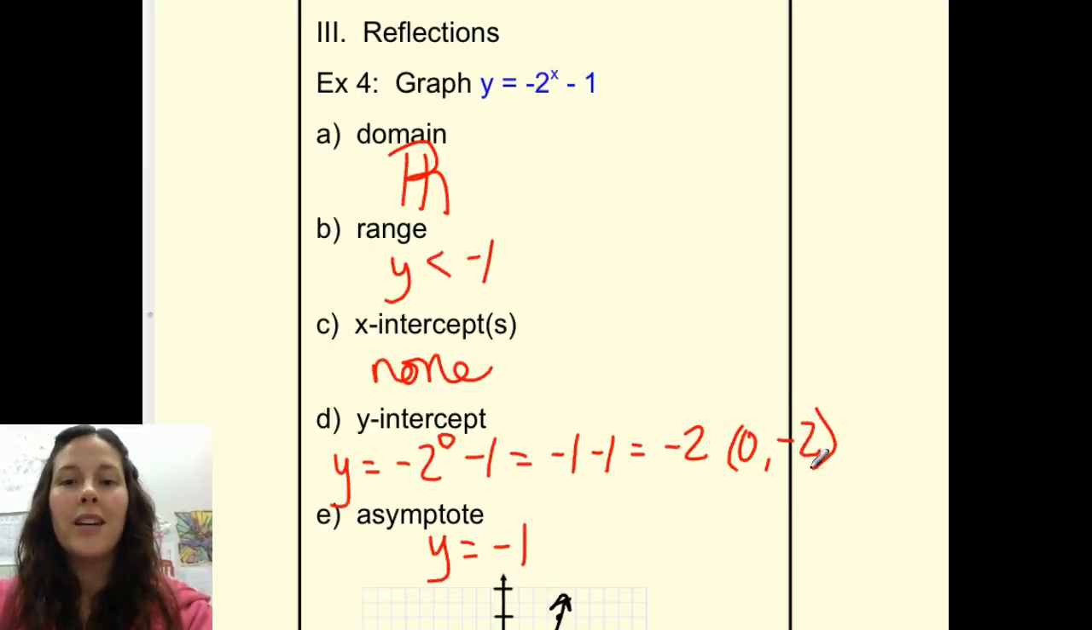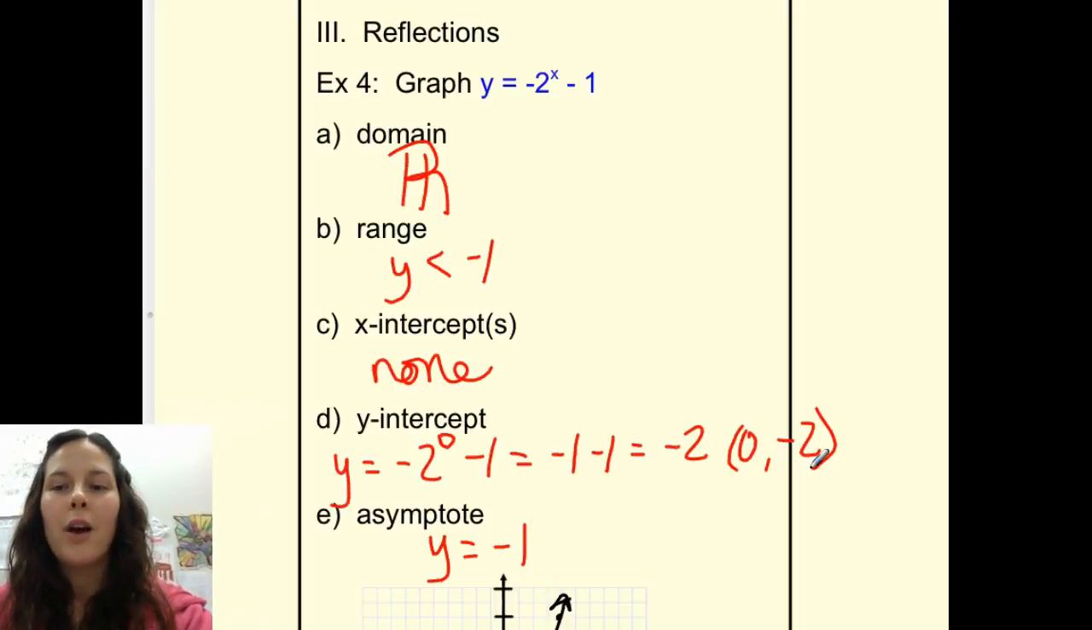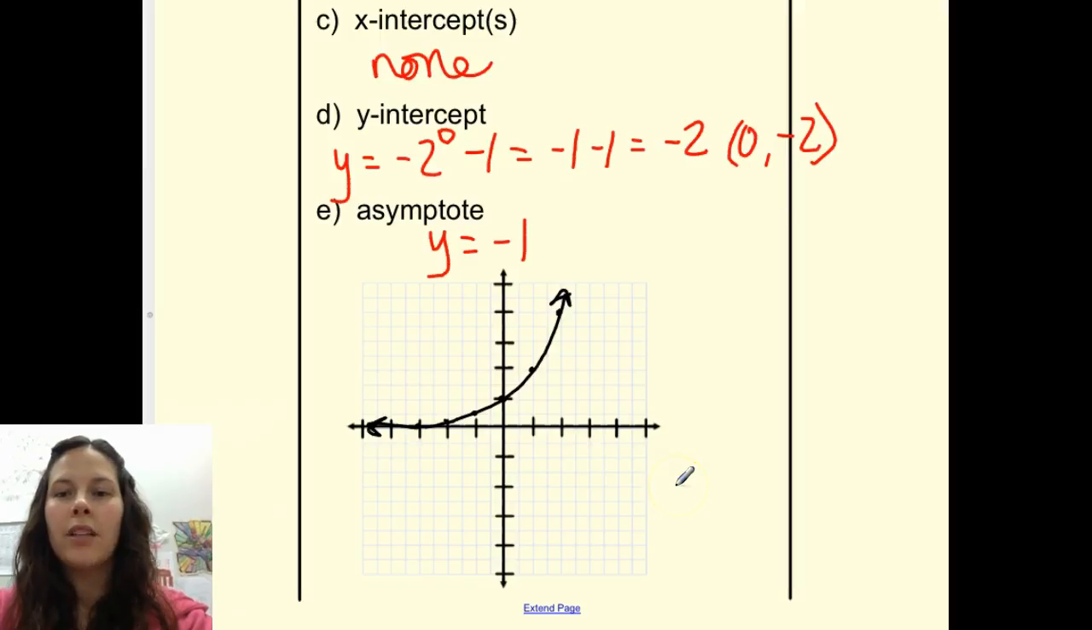If you had forgotten that rule where exponents come first, or if you thought the negative was grouped with the 2, and you got 1 minus 1 for a y-intercept of 0, make sure you understand that doesn't make sense with our range, where y is less than -1. Quickly generating that t-chart for our parent function.